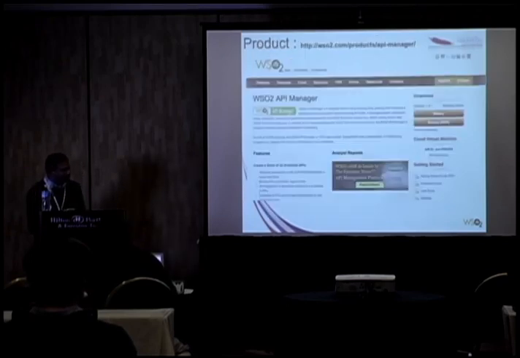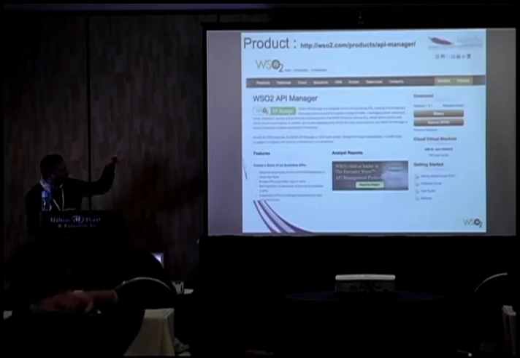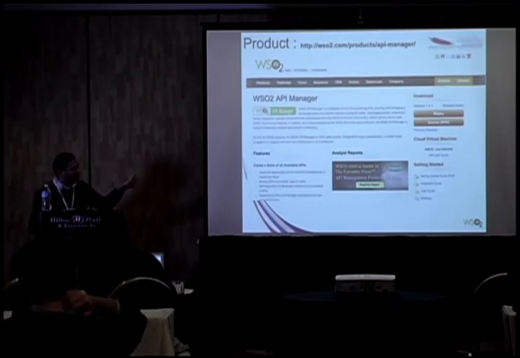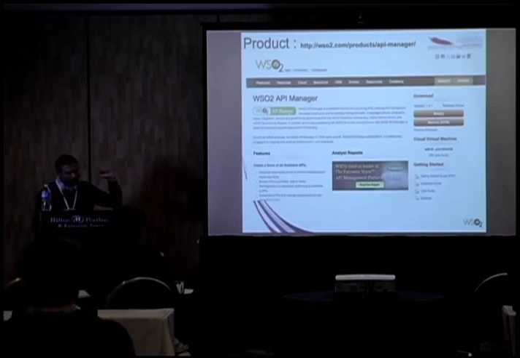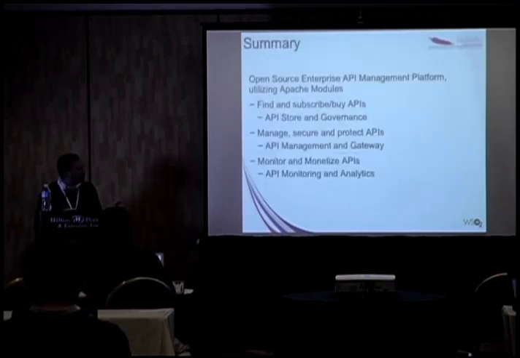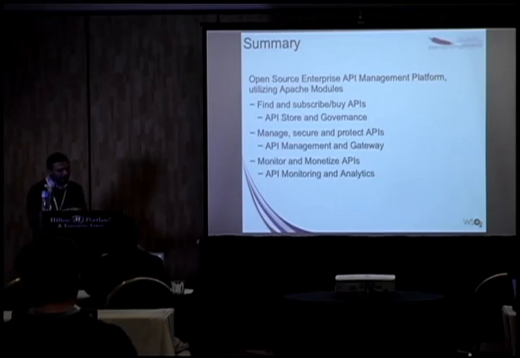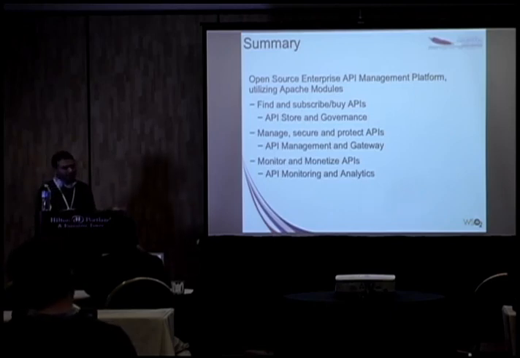So the product is this, and you can go to that URL and download it. It is under the Apache 2.2 license, and you can even get the source code from the source repository and use it. That's how you can take the product. In summary, this is what we provide by utilizing the Apache components: a framework where people can find and subscribe to APIs, and you can manage, secure, and protect your APIs, as well as monitor and monetize them without putting in much effort, because the product provides all the features.